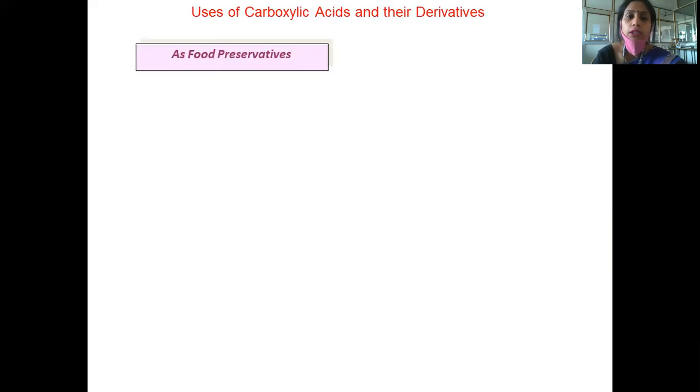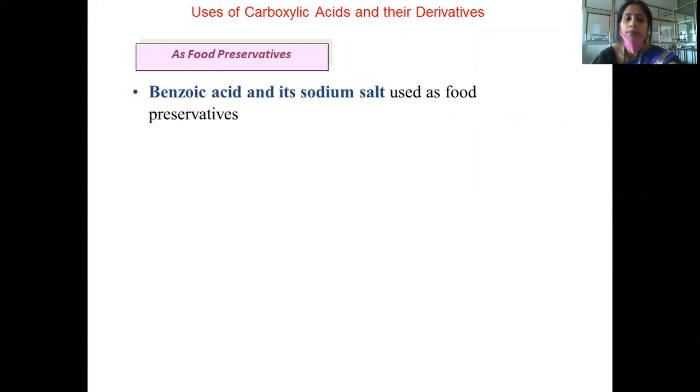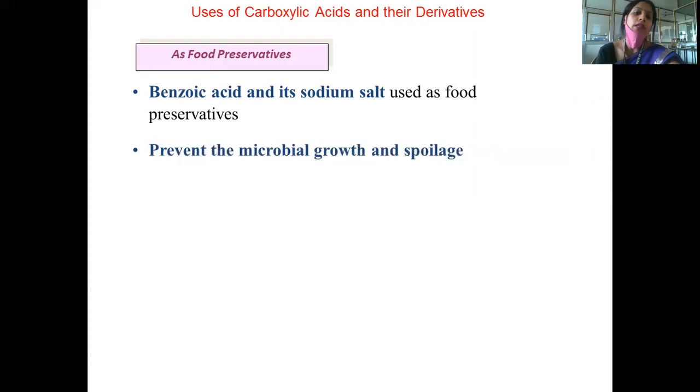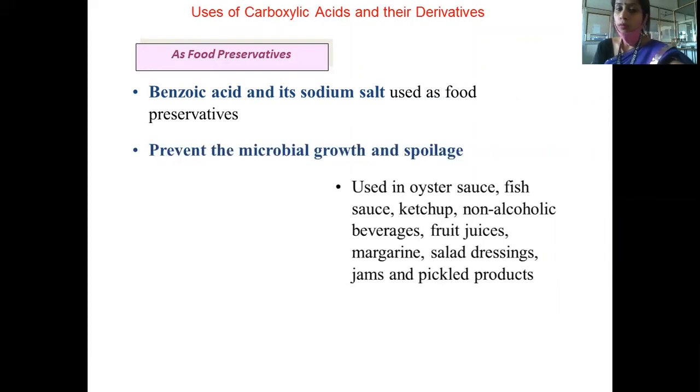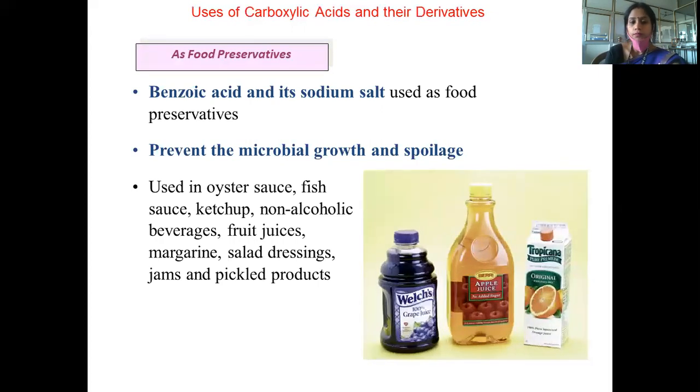Then we see some of the uses of carboxylic acid. Firstly, they are used as food preservatives. For example, benzoic acid and its sodium salt are used as preservatives. Why are they used? Because they prevent microbial growth and spoilage. They are also used in sauces, like seafood sauces and ketchups, beverages, fruit juices, and pickled products also.